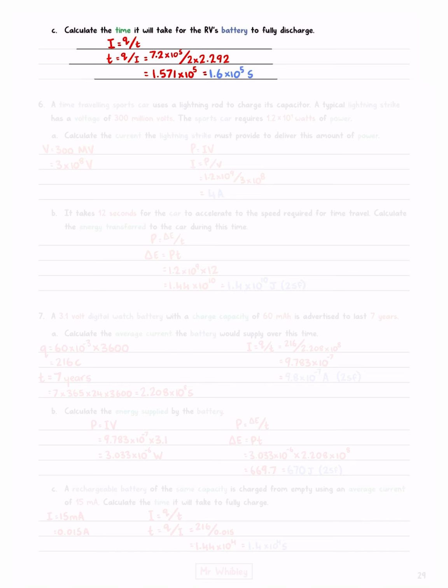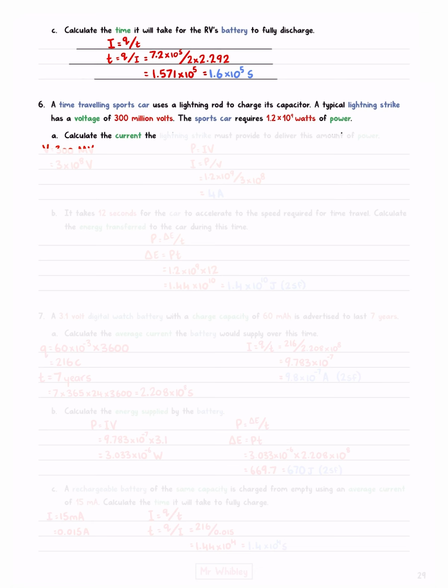Question 6. A time-traveling sports car uses a lightning rod to charge its capacitor. A typical lightning strike has a voltage of 300 million volts. The sports car requires 1.2 times 10 to the 9 watts of power. Calculate the current the lightning strike must provide to deliver this amount of power.